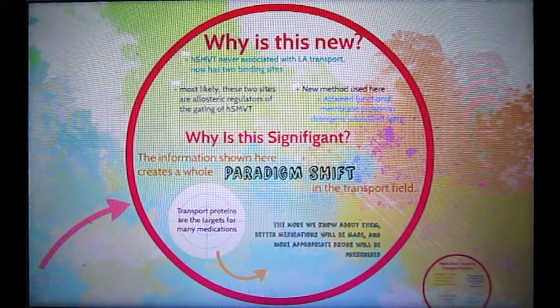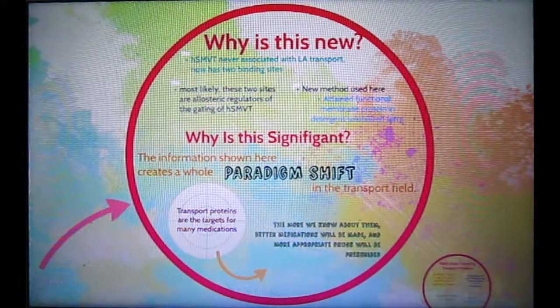Also, in addition to this new information about HSMVT, a new method was used here. We obtained functional membrane protein, the HSMVT, in detergent solubilized form, which means a form that we could use to perform binding studies on. As I mentioned earlier, in 1999, an article stated that there were only 2 substrates of HSMVT, which were biotin and pantothenic acid.